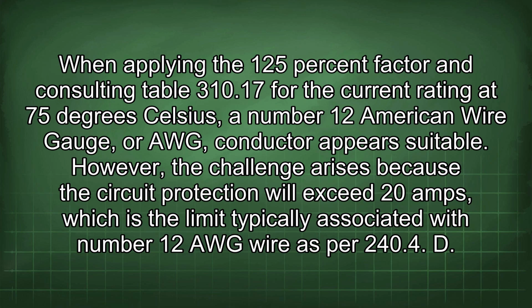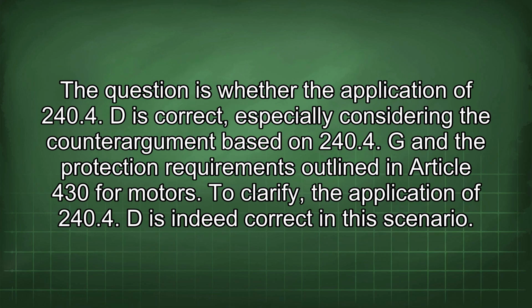However, the challenge arises because the circuit protection will exceed 20 amps, which is the limit typically associated with number 12 AWG wire as per 240.4(D). The question is whether the application of 240.4(D) is correct, especially considering the counterargument based on 240.4(G) and the protection requirements outlined in Article 430 for motors. To clarify, the application of 240.4(D) is indeed correct in this scenario.